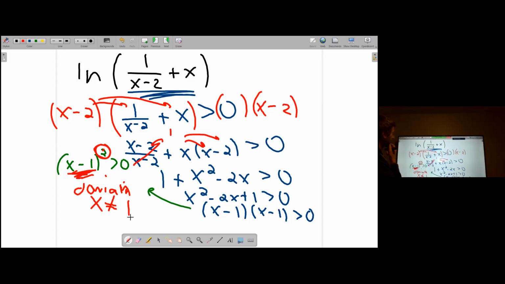Actually, let me back up. I think I was a little hasty when I said the domain was x not equal to 1. So we do get x minus 1 squared is bigger than 0. I think all you really get from that is that x equals 1 is a critical point.